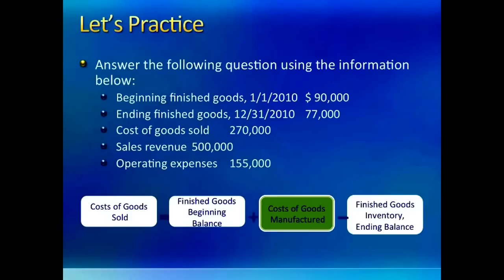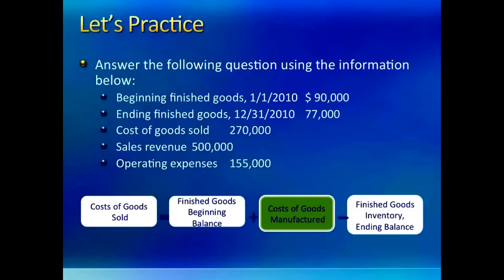Now think about it. Where do you find cost of goods manufactured? You typically find it in the finished goods account. And notice you are given beginning finished goods, you are given ending finished goods, and you are given cost of goods sold. So you should be able to find the missing amount of cost of goods manufactured once you know the basic equation. Fairly simple.